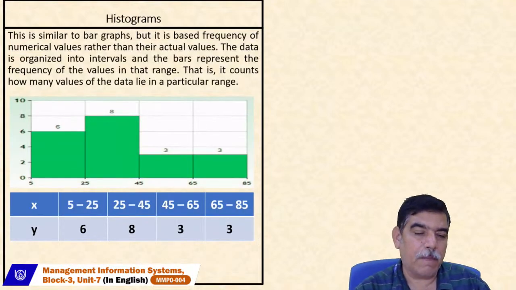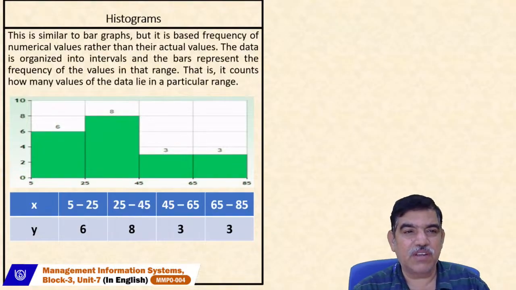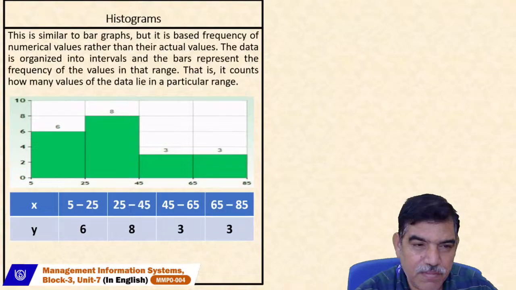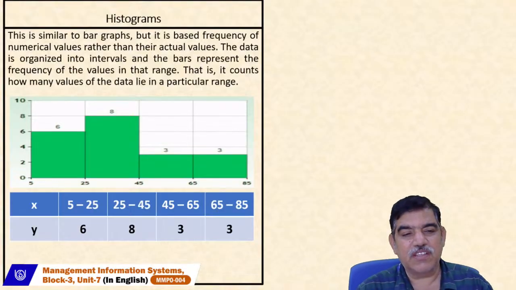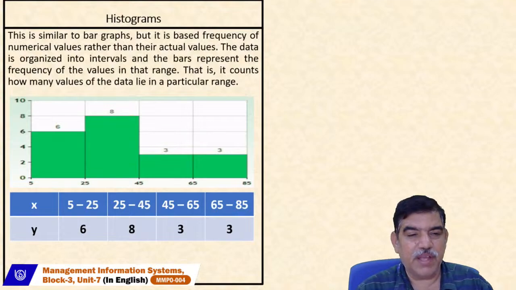Similarly, histograms. This is similar to a bar graph, but it is based on the frequency of numerical values rather than their actual values. The data is organized into intervals, and the bars represent the frequency of values in that range, so it can count how many values of data lie in a particular range. That's why I mentioned x equals 5 to 25, 25 to 45, 45 to 65, 65 to 85, and the items are 6, 8, 3, 3. If you plot the graph, the histogram is like that.